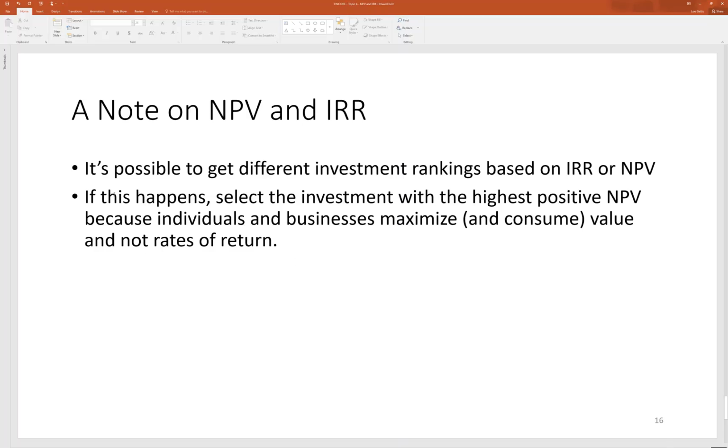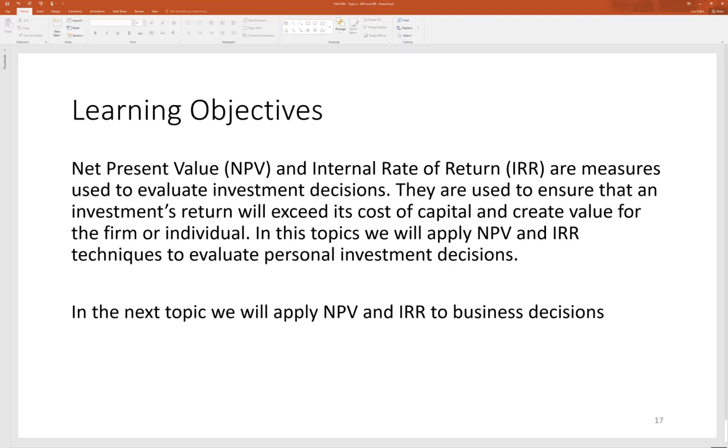So that's the last caveat. You generally like to use NPV. However, most firms calculate both. But if you get a conflict between the two, I would default to NPV. Now, in this topic, we talked about net present value and internal rate of return as measures to evaluate an investment decision. If the NPV is greater than 0 and the IRR is greater than a hurdle rate, you have created value for the corporation or the individual.